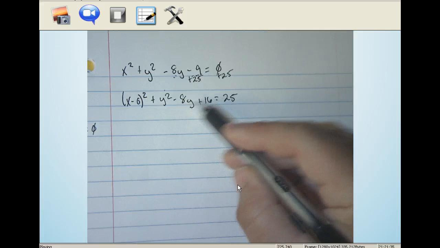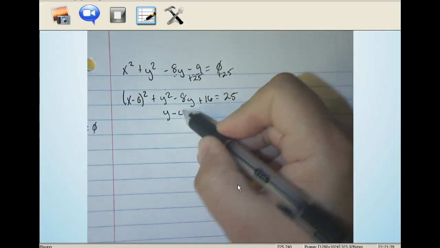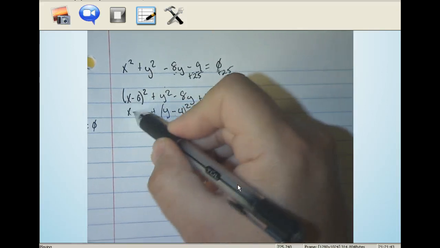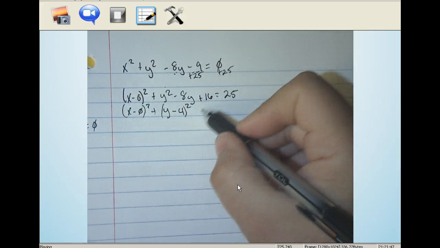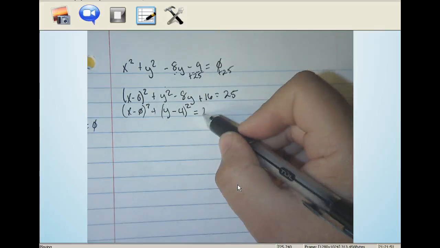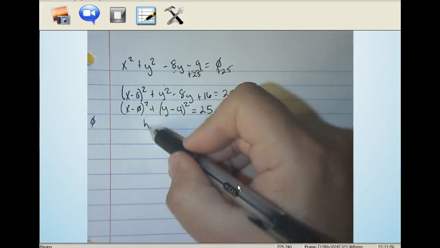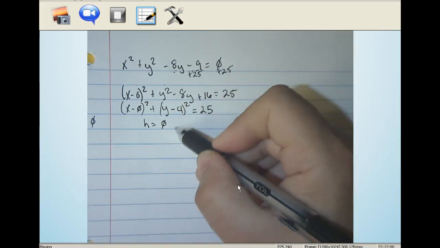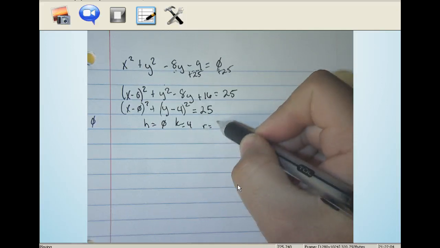Now this can be factored. And that's (y − 4)². So I've got (x − 0)² + (y − 4)² = 25, which is 5 squared. So my answers here are h equals 0, k equals 4, and my radius is equal to 5.